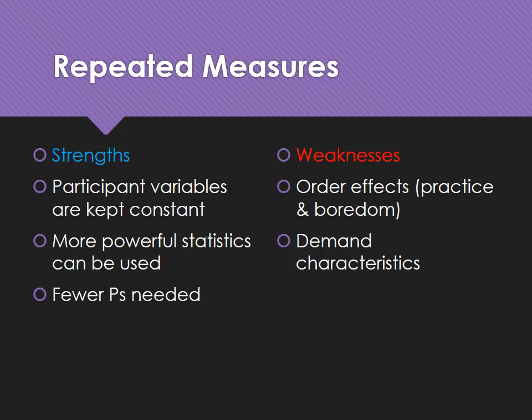Okay, and the other one, demand characteristics. If you see both conditions of an IV, it's very obvious what that IV is. This allows you to guess the aim. This means that people are likely to change their behaviour to match what they think the aim is, and obviously they're not acting naturally then.